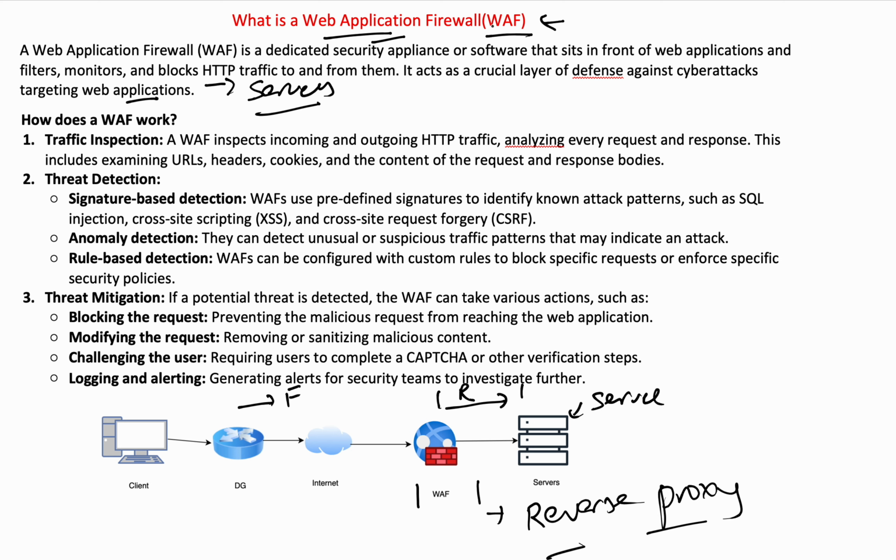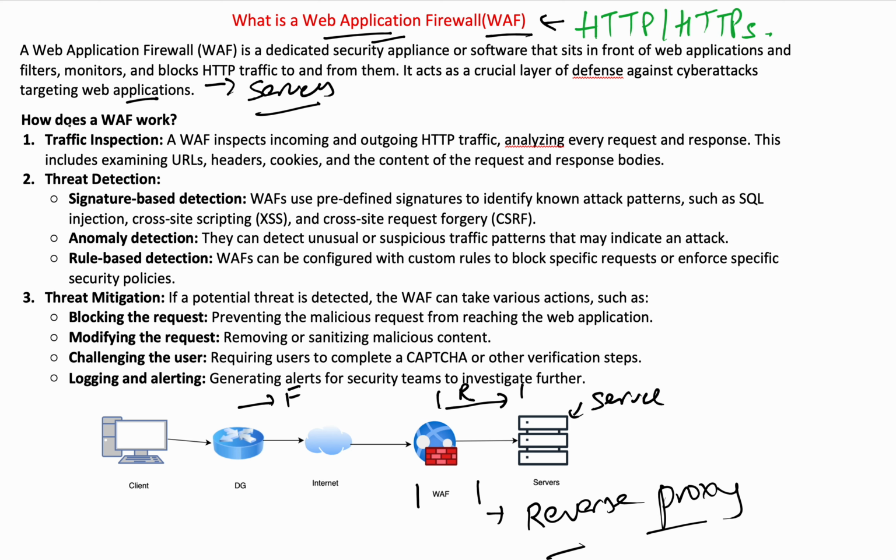Second point, it works on the application layer, that is, HTTP or HTTPS traffic only. So these are the two points. Now we know that a WAF works with HTTP, HTTPS and serves as a reverse proxy device. So it sits on the server end, not on the client end.